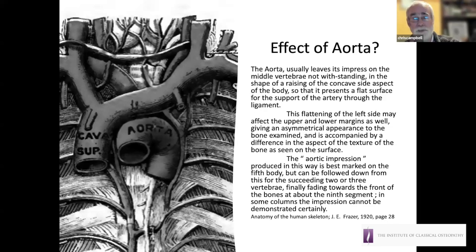Fraser goes into more detail about the impression that the aorta makes and how it does, and this impression is best marked on the fifth body, but may be followed down for 2 to 3 vertebrae. In other words, a very short curve, finally fading at about the 9th segment.